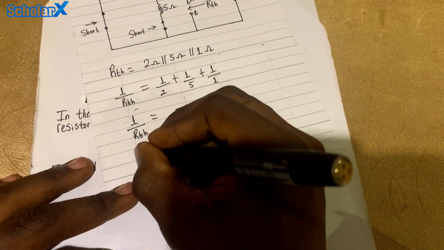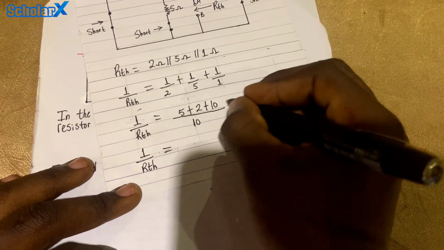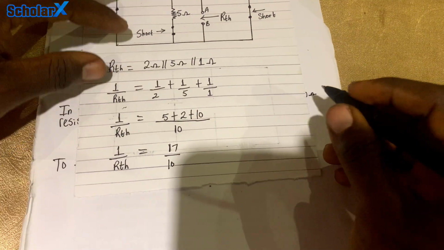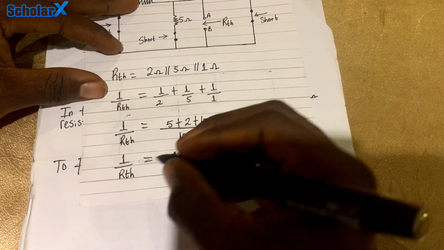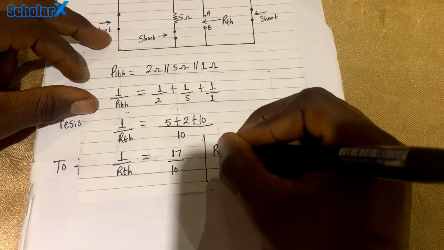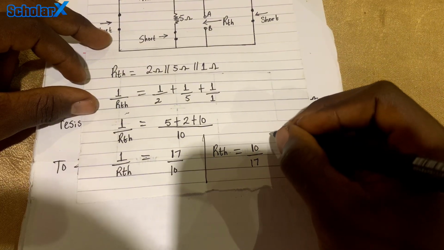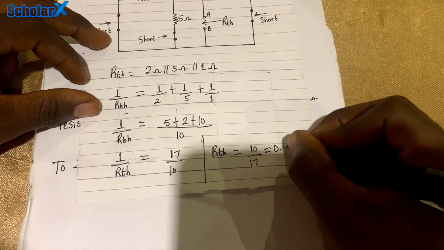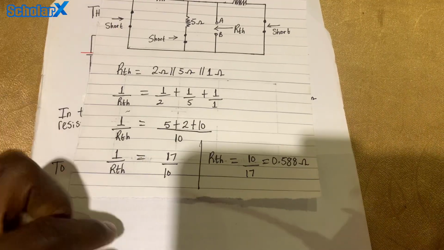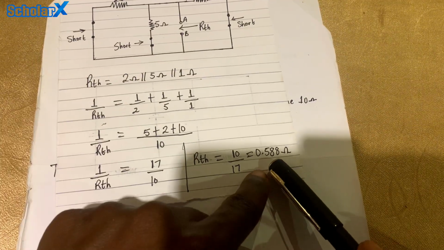So this is going to be 1 over RTH equals 5 plus 2 plus 10, which gives us 17 over 10. Now, inverting both sides, RTH itself is going to be 10 over 17, which is the same thing as 0.588 ohms. So now we found our Thevenin's resistance.